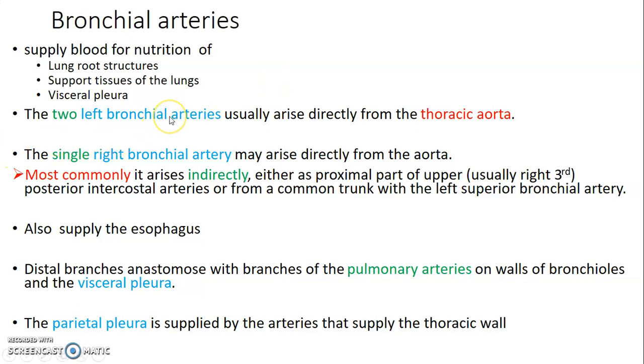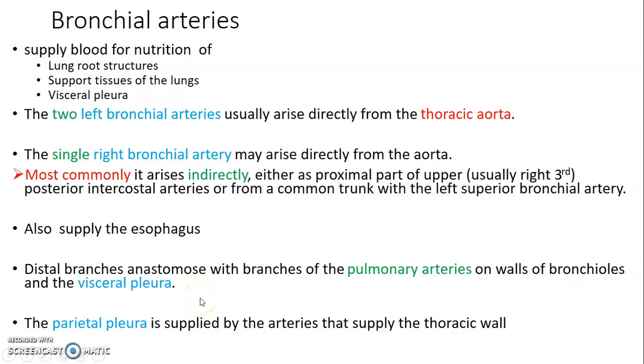So you have 2 left bronchial arteries from the thoracic aorta and a single right bronchial artery that's directly from the aorta. These bronchial arteries also supply the esophagus, and the distal branches are able to anastomose with pulmonary arteries on the walls of the bronchioles and the visceral pleura.